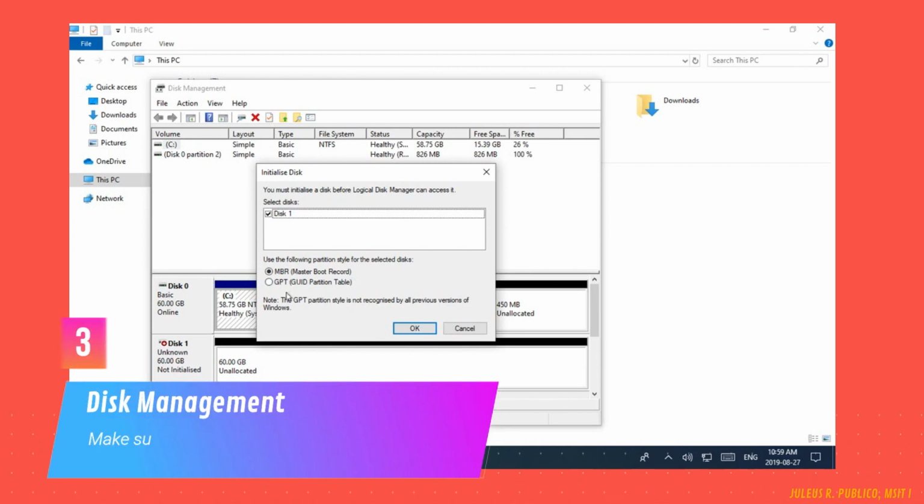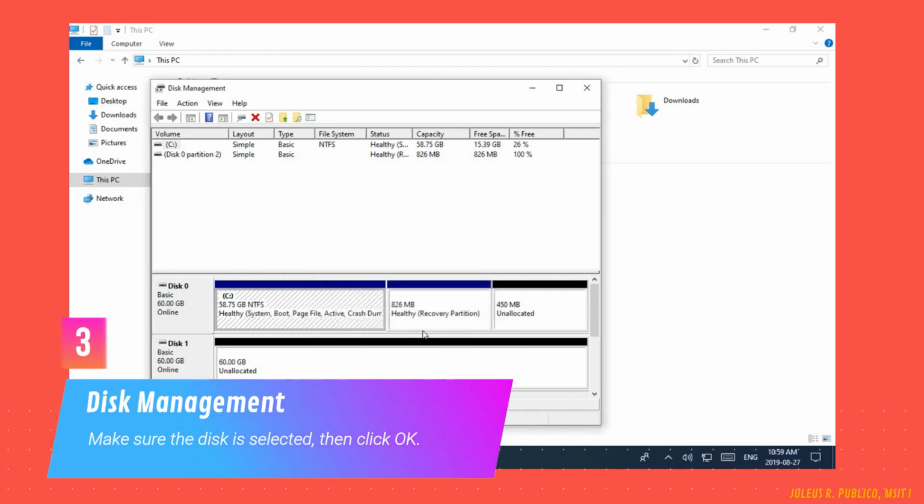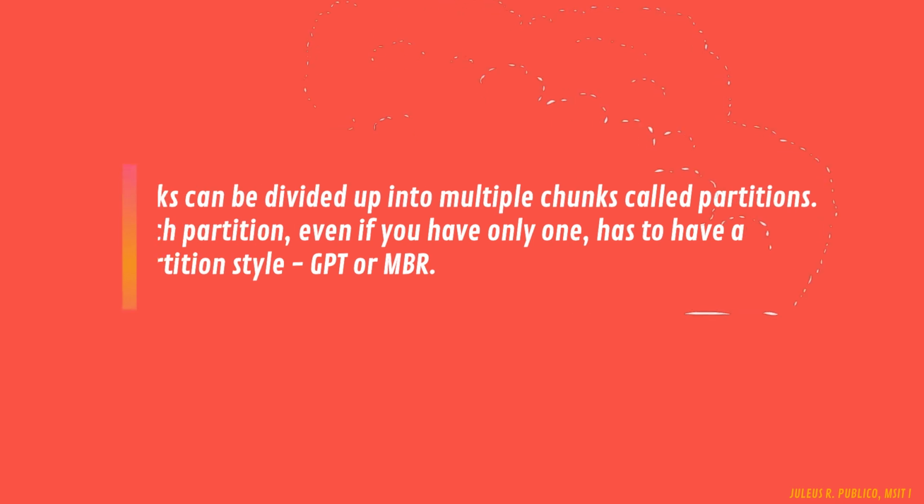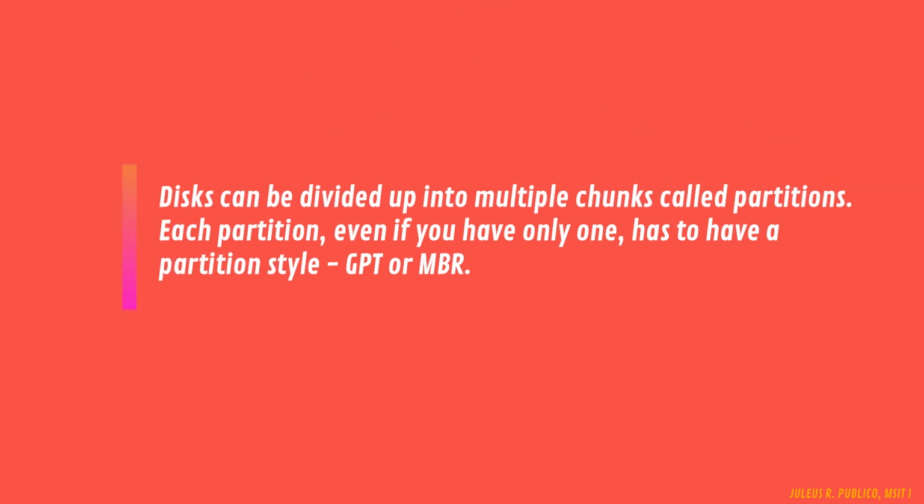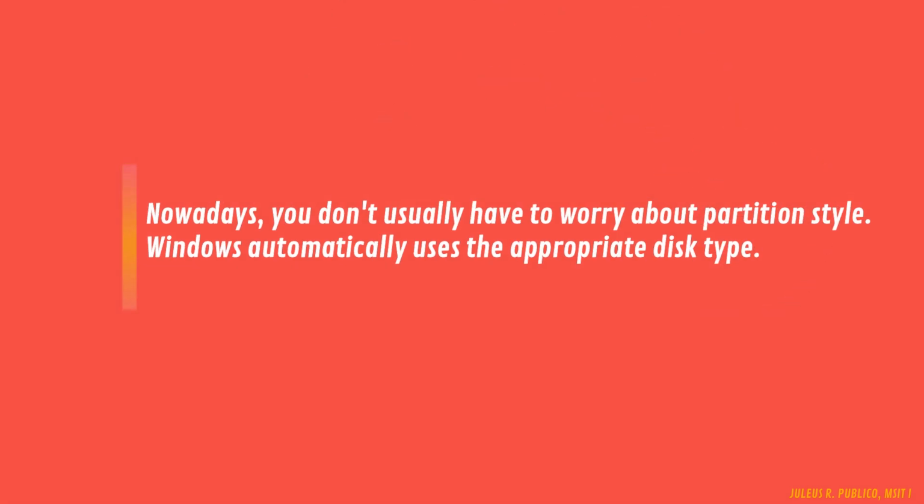In the Initialize Disk dialog box, check to make sure that the correct disk is selected and then click OK to accept the default partition style. Disks can be divided up into multiple chunks called partitions. Each partition, even if you have only one, has to have a partition style. It could be either GPT or MBR. Windows uses the partition style to understand how to access the data on the disk. Nowadays, you don't usually have to worry about partition style. Windows automatically uses the appropriate disk type.